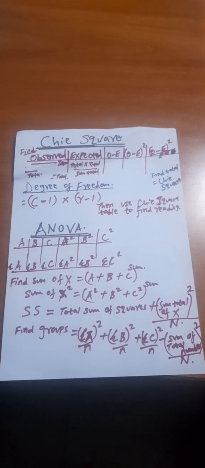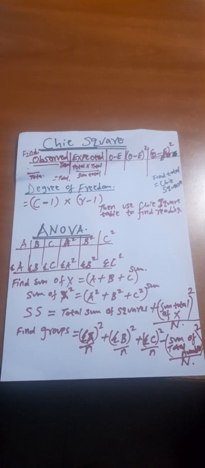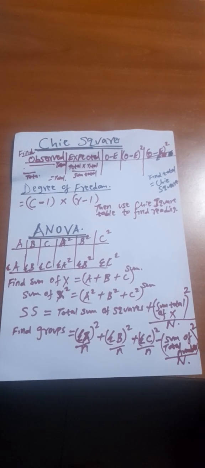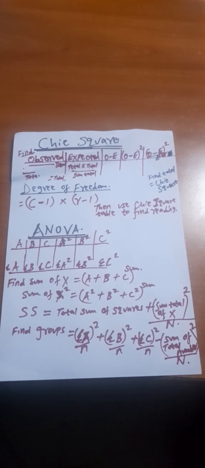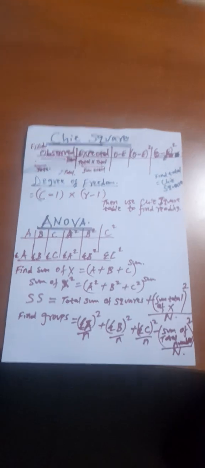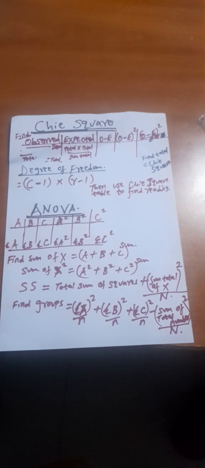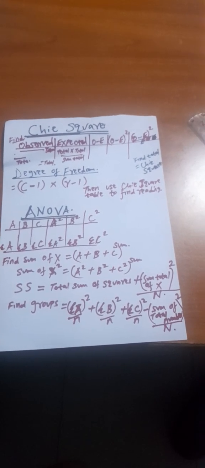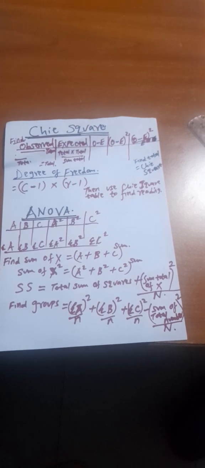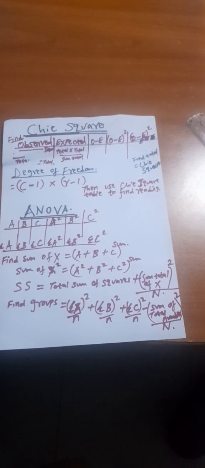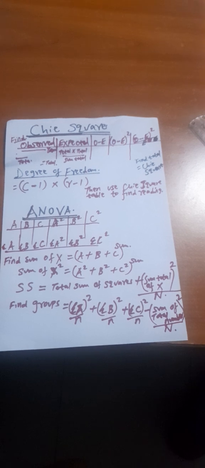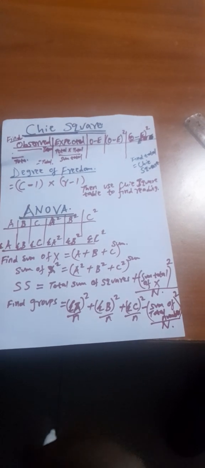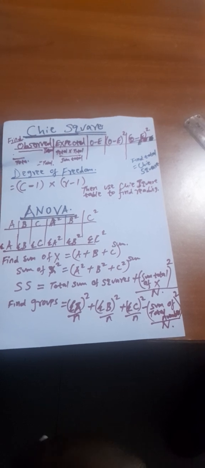After doing all those ones, you find each and every sum of the table. So you'll find the sum total of A, sum total of B, C, A squared, B squared, and C squared. So next point now, that's what we are speaking about. Find the sum of X. Sorry, you find the sum of A plus the sum of B plus the sum of C. Then you have now the sum of X squared, which will be A squared plus B squared plus C squared, the sum total.